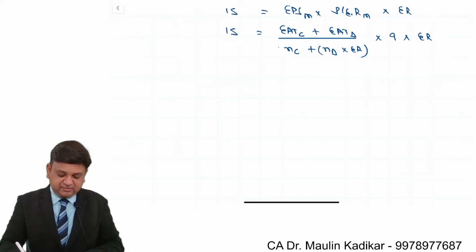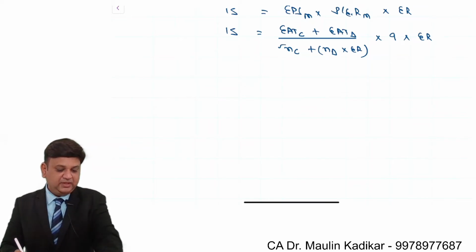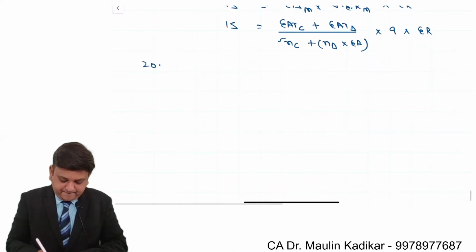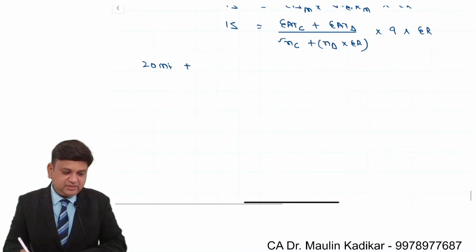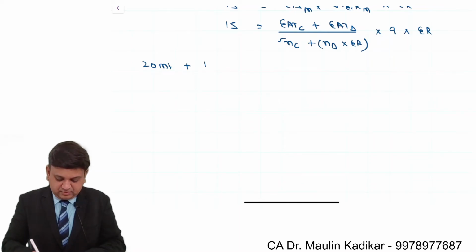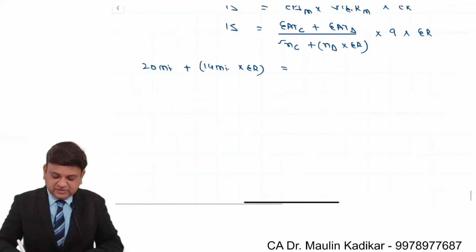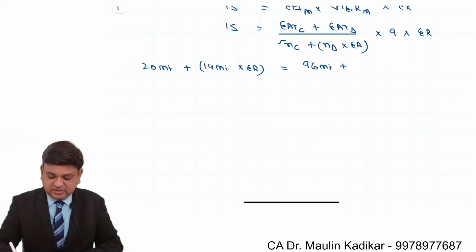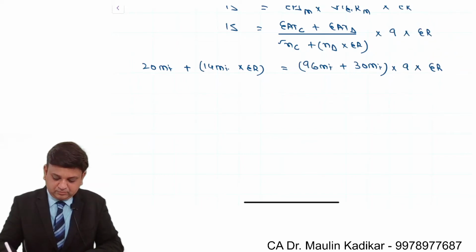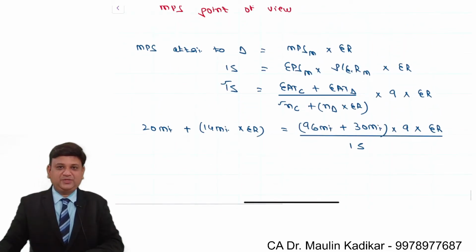So now the number of shares of C is provided to us as 20 million plus number of shares of D is 14 million into exchange ratio is equal to earning after taxes of C, 96 million, plus earning after taxes of D, 30 million, into 9 into exchange ratio, divided by 15. This is the way we are required to form the equation.